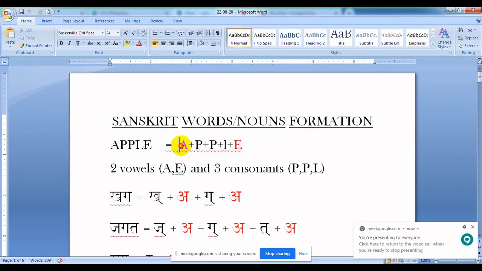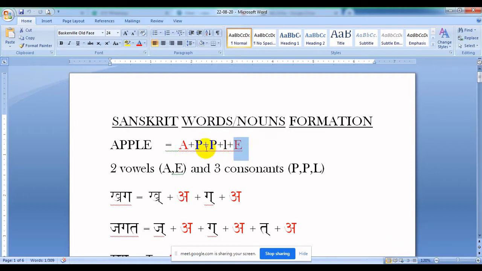Two vowels are there that I have made in red. See, I prepared it for you people. A and E, both are the vowels. Three consonants are given, P, P and L, right? So I have written it, two vowels, A and E, and three consonants are there.